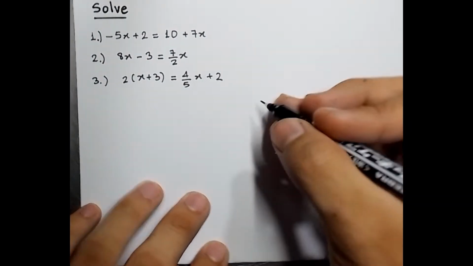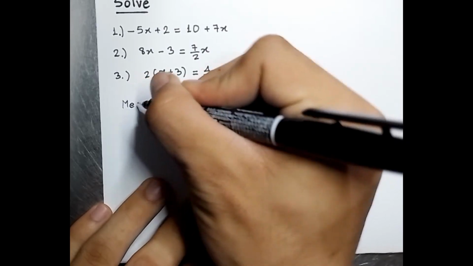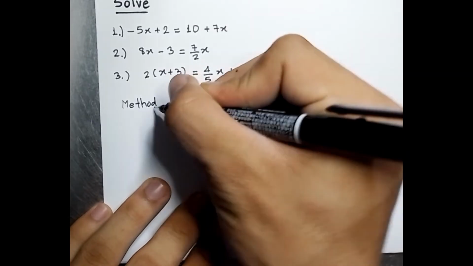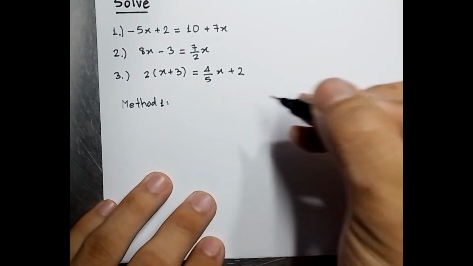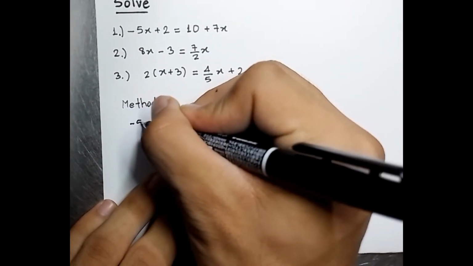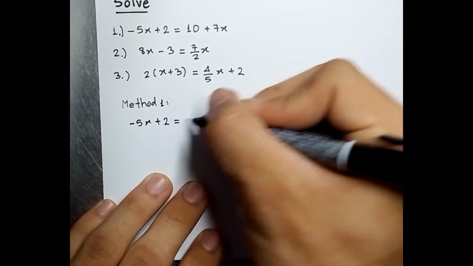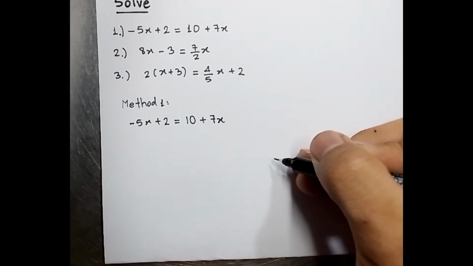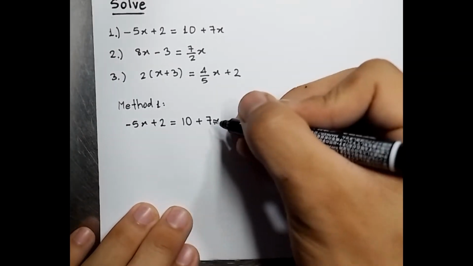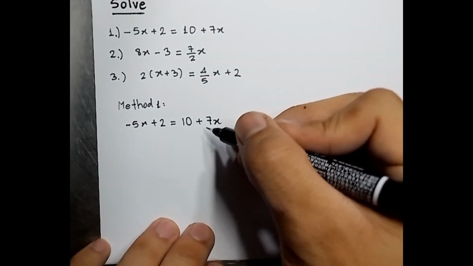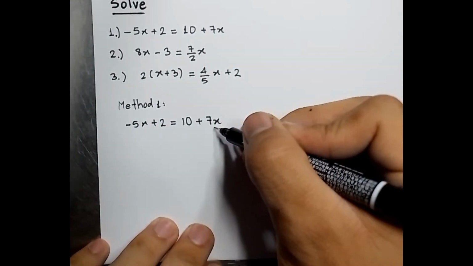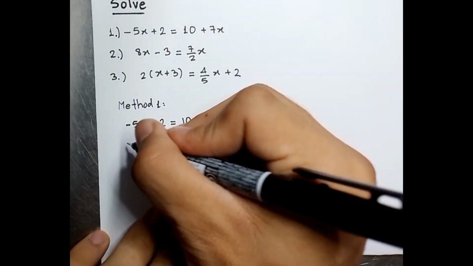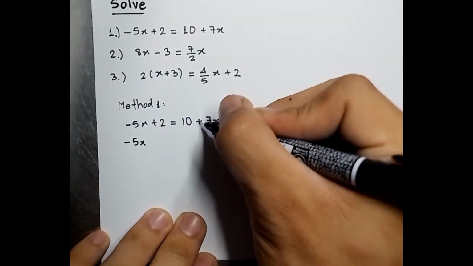For the first exercise, I'm going to show you with the first method, method 1. Here we have negative 5x plus 2 equals 10 plus 7x. What's special about this method is that you have to throw one variable to the left side of the equation. So I'm going to throw 7x to the left side. Notice that 7x is positive, and when I throw it to the left side, it turns into a negative sign.